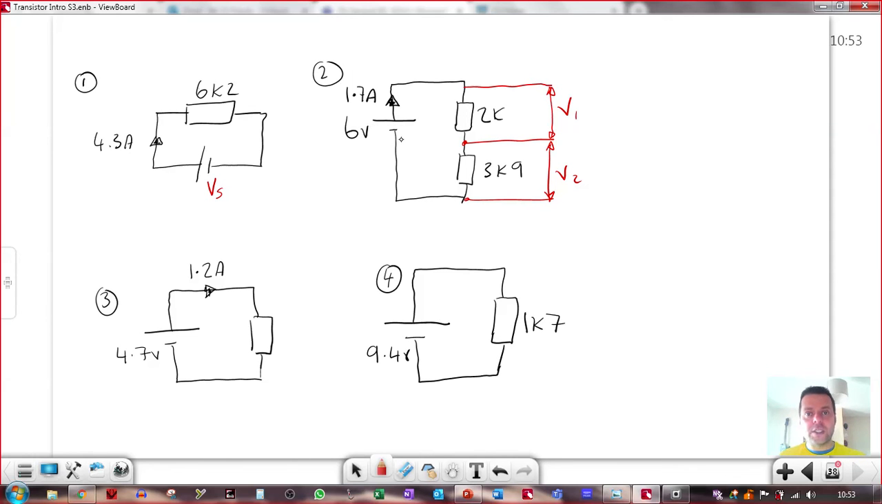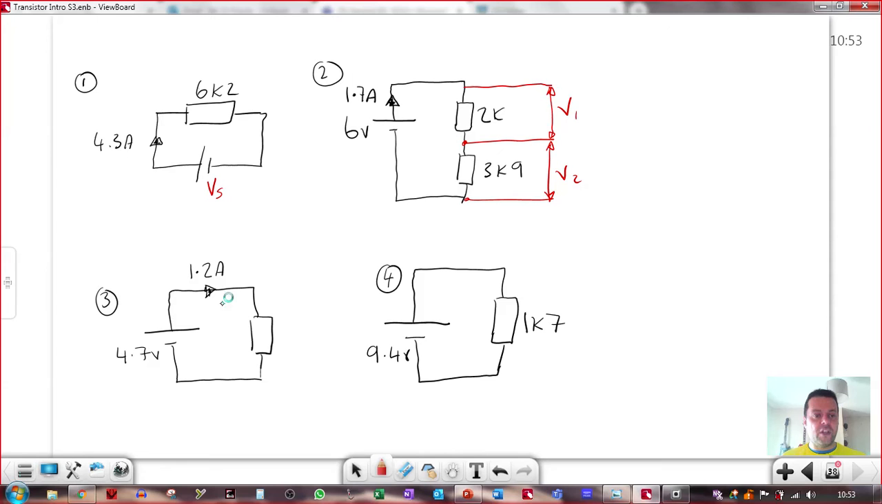What you could do is use Ohm's law to work out V1, use Ohm's law to work out V2, and then check. Use Kirchhoff's second law to check that you're correct. Or you could do it the other way. You could use Ohm's law to work out V1, and then use Kirchhoff's second law to work out V2, and then use Ohm's law down here to check that you're correct. But it's still Ohm's law, and you're still using V equals IR in questions 1 and 2.